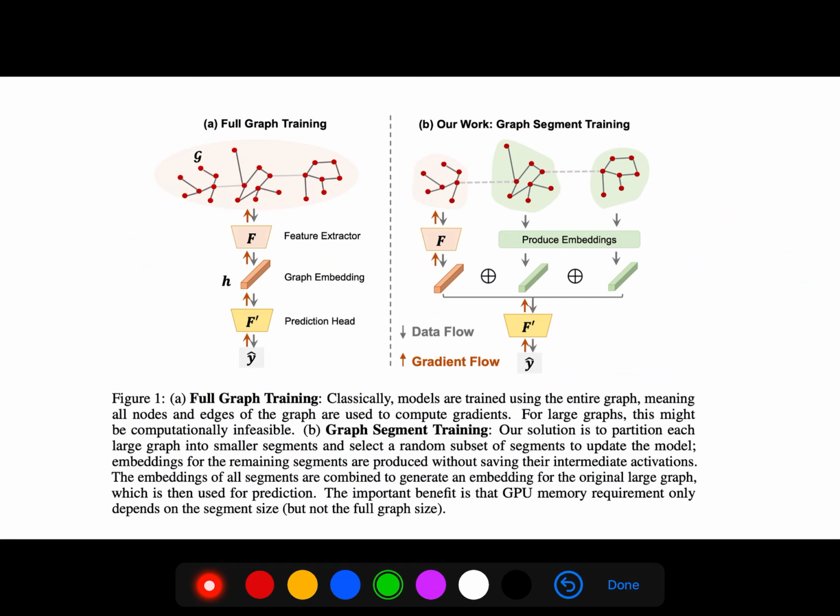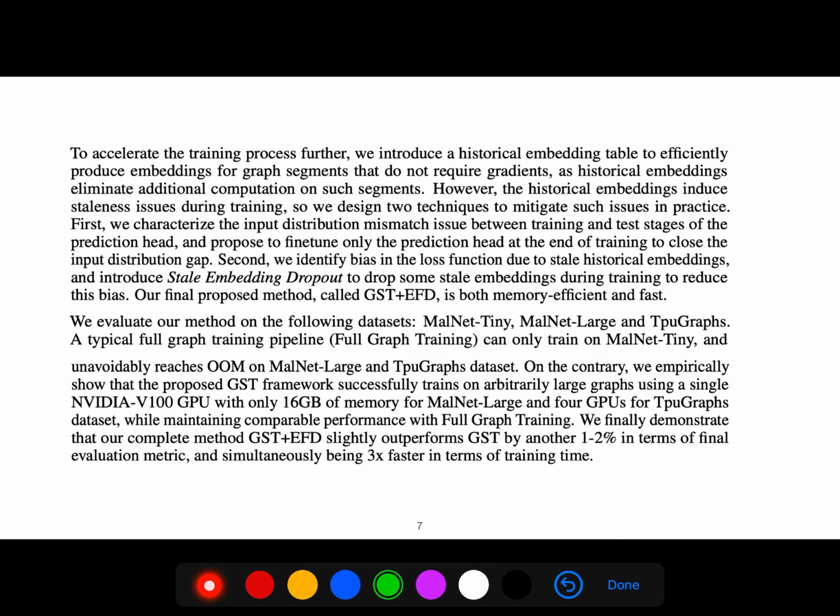You see the full graph training. Classically, models are trained using the entire graph, meaning all nodes and edges are used to compute the gradients. For large graphs, this might be computationally infeasible. So now you see in figure B that in graph segment training, our solution is to partition each large graph into smaller segments and select a random subset of segments to update the model. The embeddings for the remaining segments are produced without saving their intermediate activations.